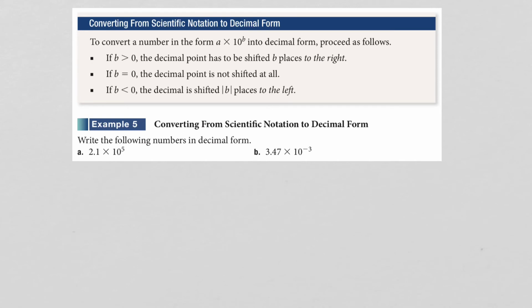Converting from scientific notation to decimal form is actually a little bit easier. So you can go ahead and read the procedure here for doing that, but it's basically the same as what I just outlined a minute ago. So let's take a look at these examples.